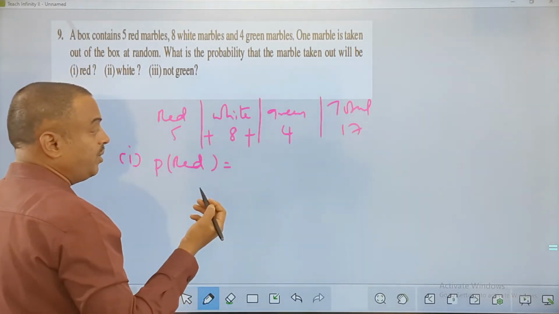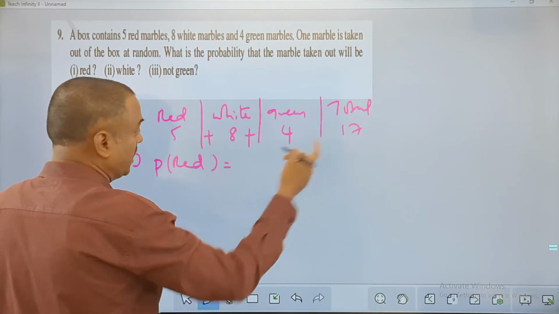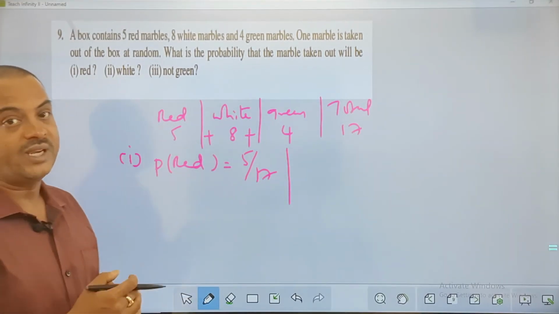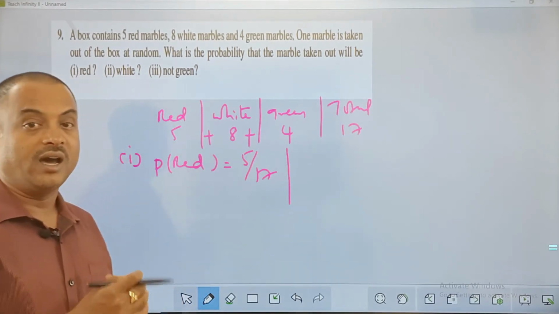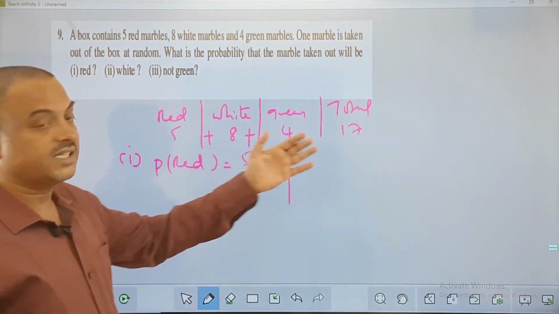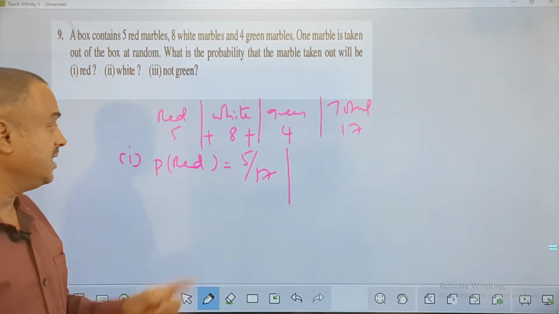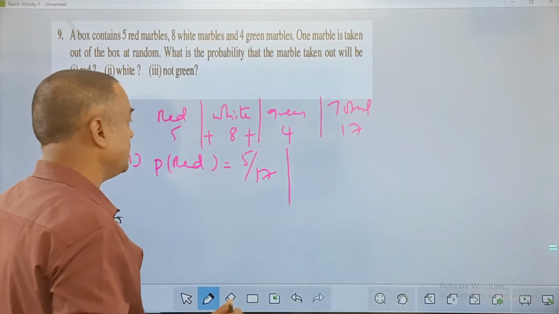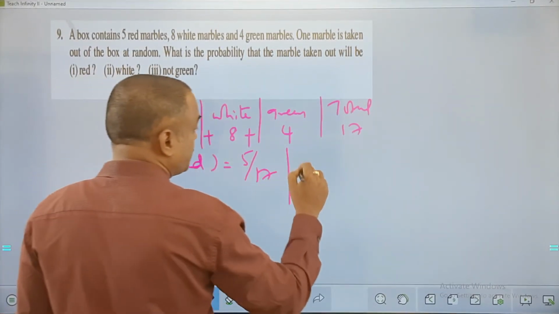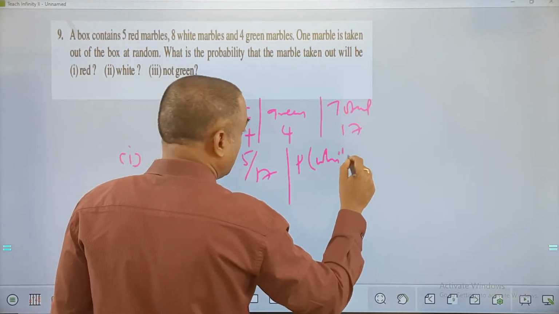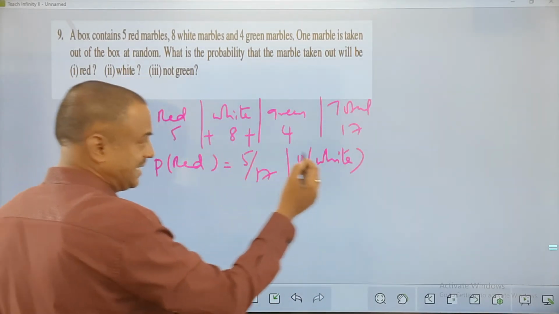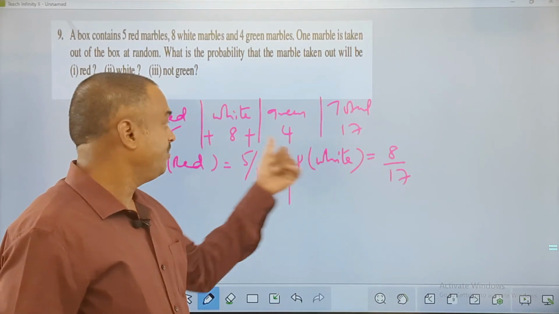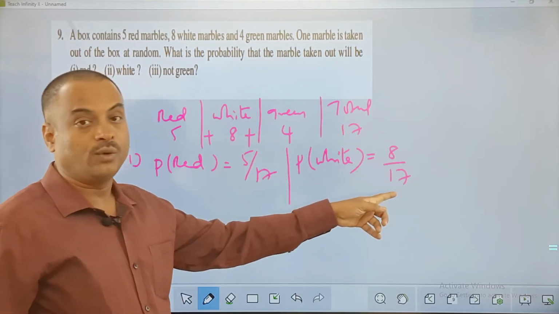And what is the definition of probability? Favorable out of total. So it is 5 out of 17 that I need to write down. In words you can write: given the number of red is 5 and the total number of balls is 17, the probability of getting red is 5 out of 17. We don't have any calculation on this, so 5 out of 17 is the answer. Second one, getting a white color. The number of white balls is 8 out of the total 17, so 8 are in favor out of total 17.